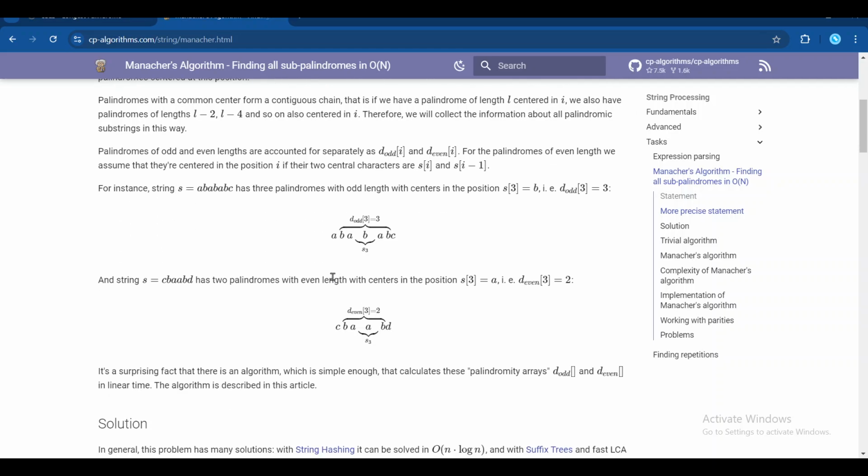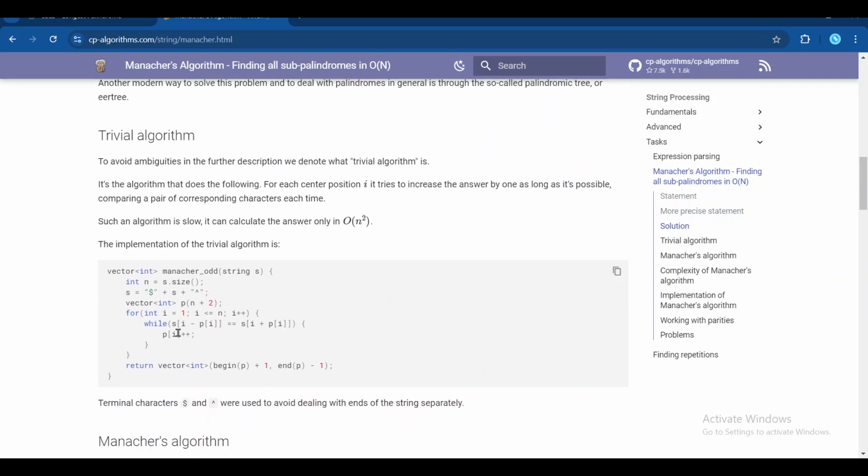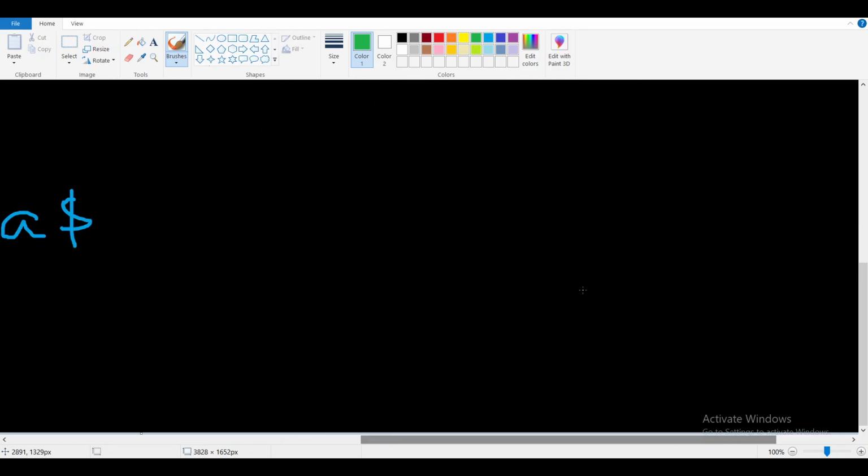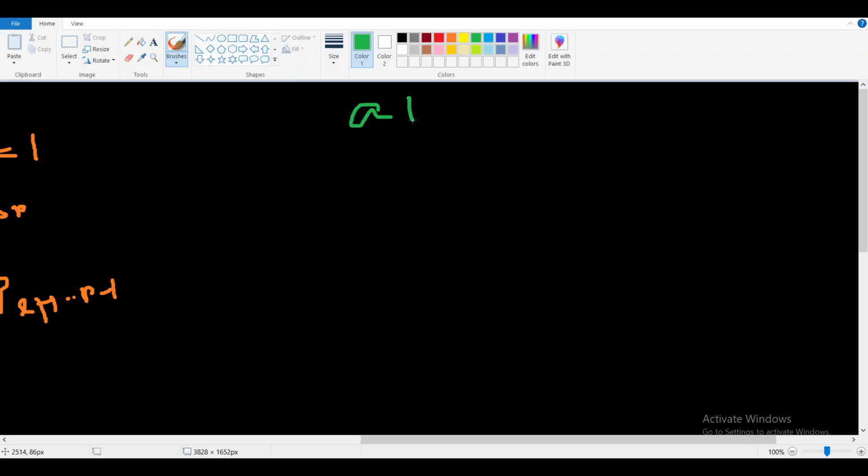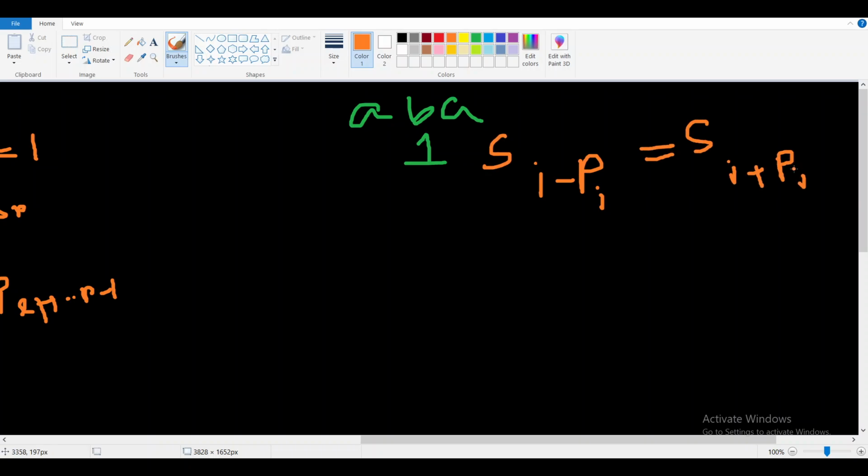So how does it do? What is the brute force solution? The brute force solution is that we will initialize one man array or P array with all of them as 0. Let's say we have something like ABC, ABA. So initially let's say the P array is 1. We'll check the current index: while s of i minus Pi is the same as s of i plus Pi, we will just increment the value of Pi.